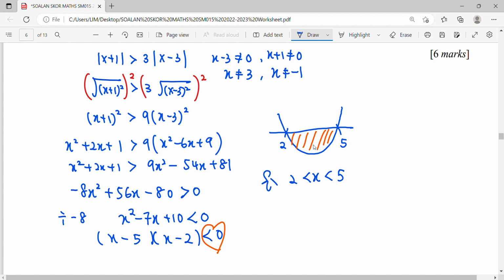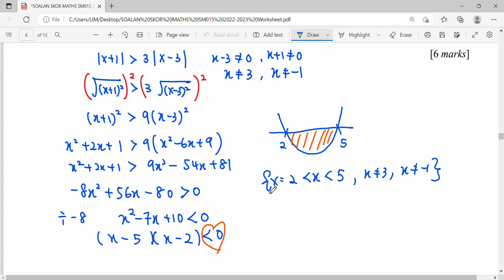So write it in set solution. Don't forget, previously we already pointed out that for this situation, we're not going to accept the value of 3 or negative 1. So of course, we can see negative 1 is not involved, but 3, yes.